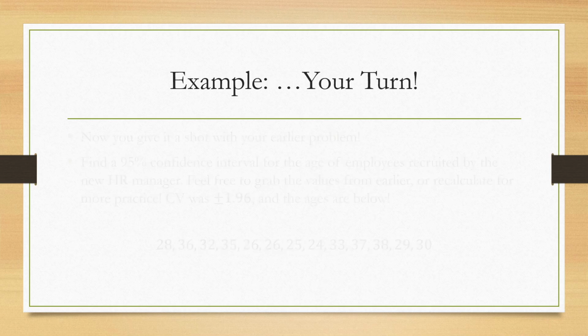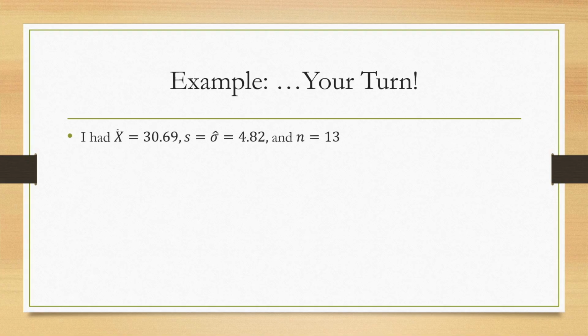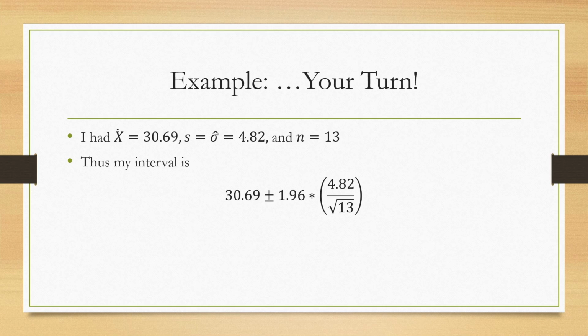All right, coming back to it. Let's break this down. So I got the sample mean was 30.69. The sample standard deviation was 4.82. And the number of individuals in the sample was 13. My interval was 30.69 plus or minus 1.96, the critical value, times sigma over the square root of n.